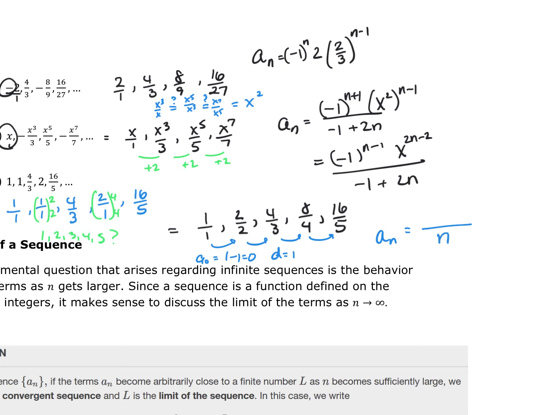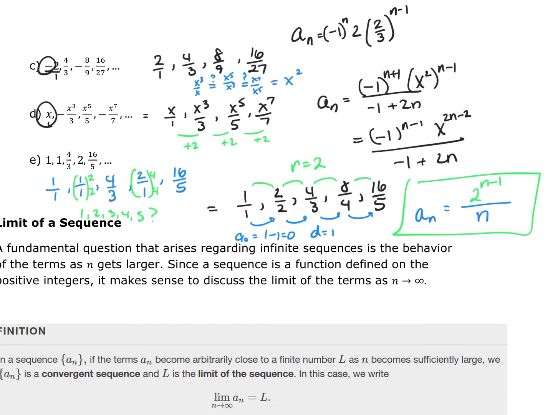My numerator, these 2, 4, 8, 16, these are powers of 2: 2 to the 0, 2 to the 1, 2 to the 2, 2 to the 3, 2 to the 4. So I know that my r is going to be 2. So this is going to be 2 raised to the n minus 1. The sequence is neither geometric nor arithmetic, but the numerator is geometric and the denominator is arithmetic.